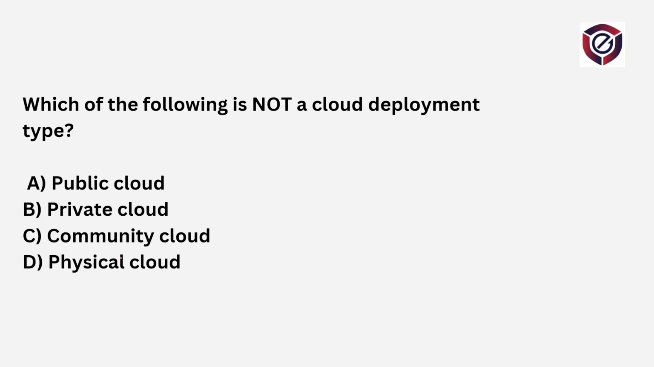Which of the following is not a cloud deployment type? The four types have been given, and we have to find which is not a cloud deployment type. We all know there is a public cloud, a private cloud, a community cloud, and a hybrid cloud, but there is no kind of physical cloud. The physical cloud is not a cloud deployment type.